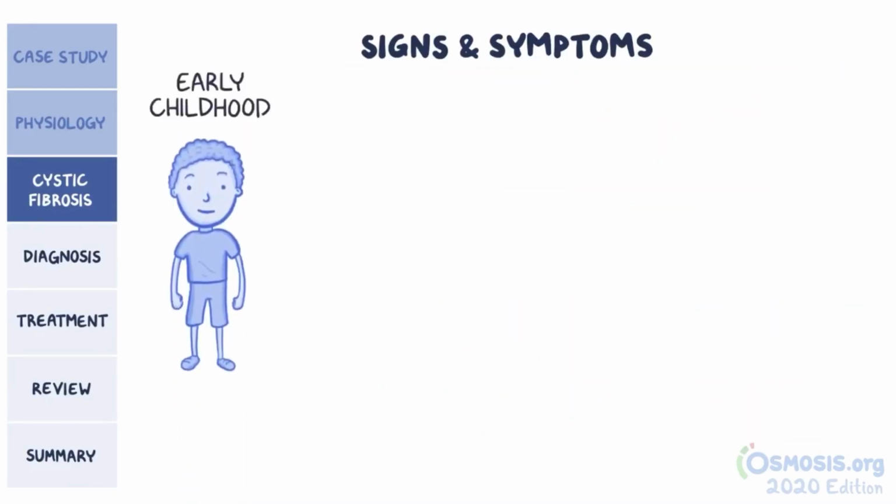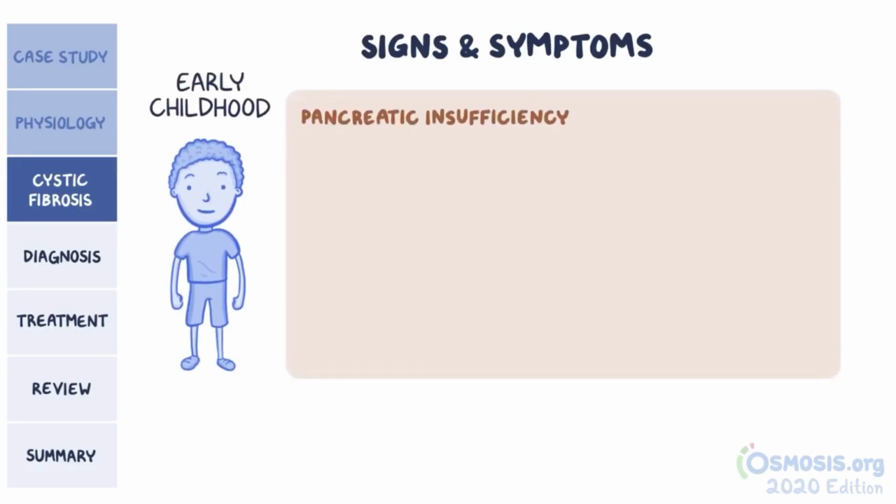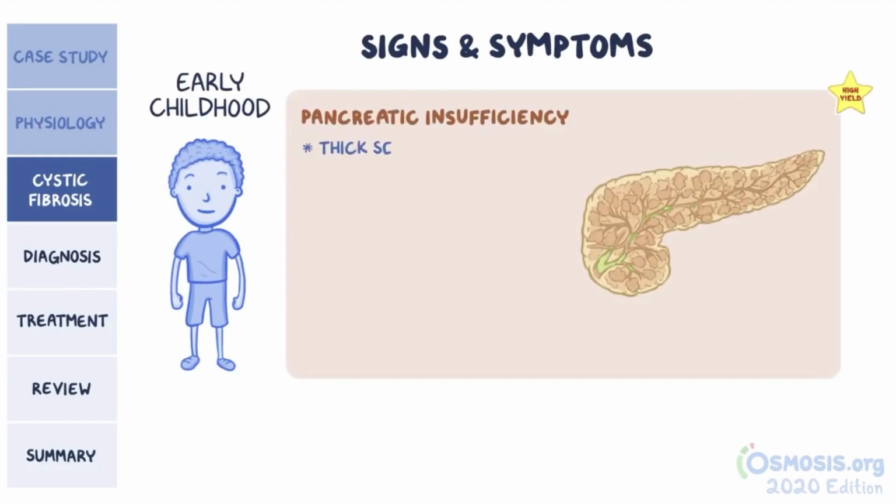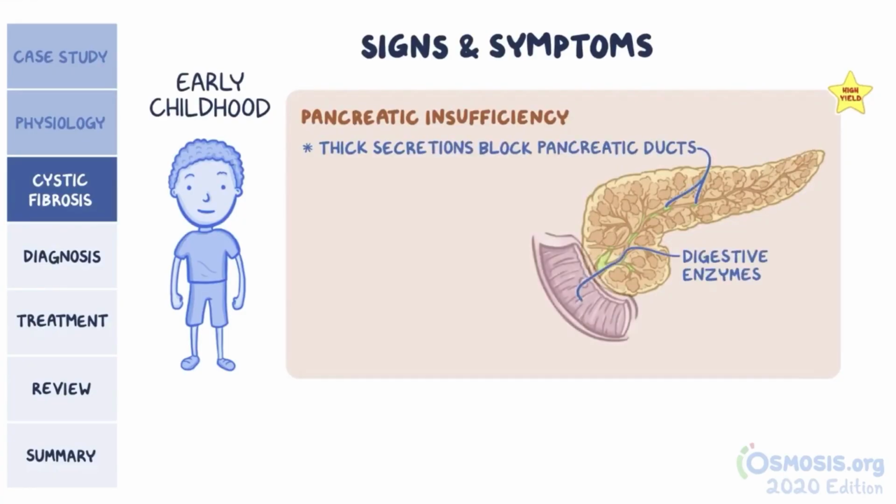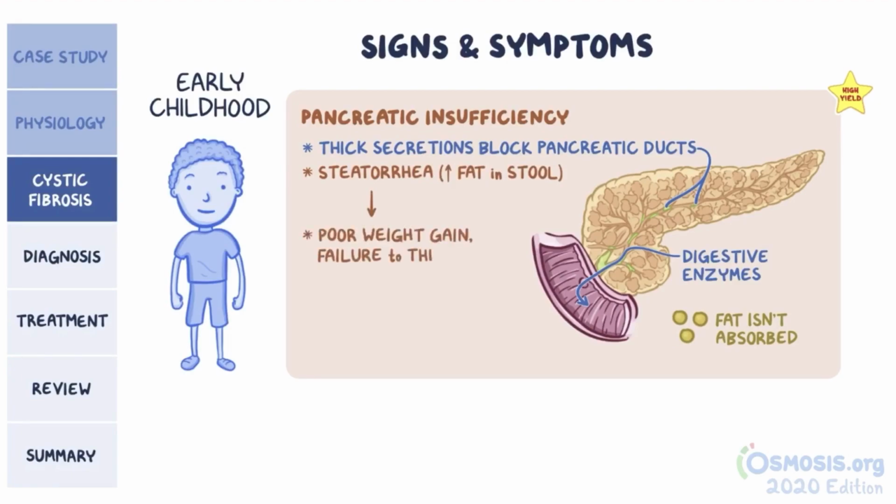In early childhood, the most prominent and high-yield complication of CF is pancreatic insufficiency. This happens because thick secretions block the pancreatic ducts, preventing digestive enzymes from making it into the small intestine. Without those pancreatic enzymes, fat isn't absorbed, causing steatorrhea, or an abnormal amount of fat in a person's stools. Over time, this can lead to poor weight gain and failure to thrive, because most of the nutrients and fat-soluble vitamins like vitamin A, D, E, and K are lost through the stool.